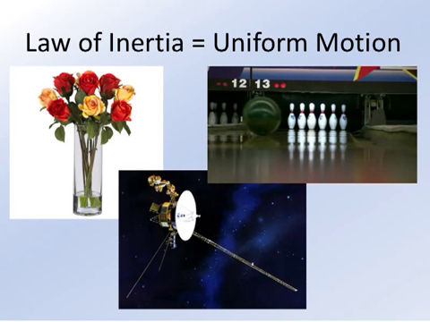Flowers in a vase resting on a table, a bowling ball rolling down a lane, a space probe traveling into deep space. All of these are examples of uniform motion and demonstrate the law of inertia.